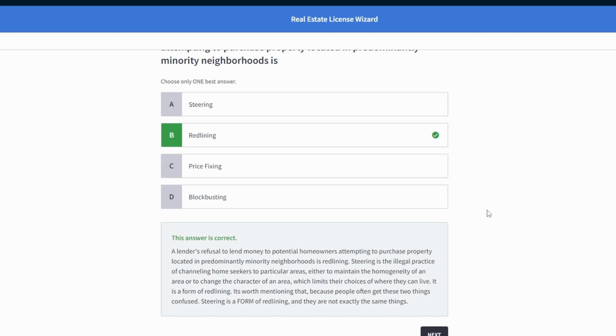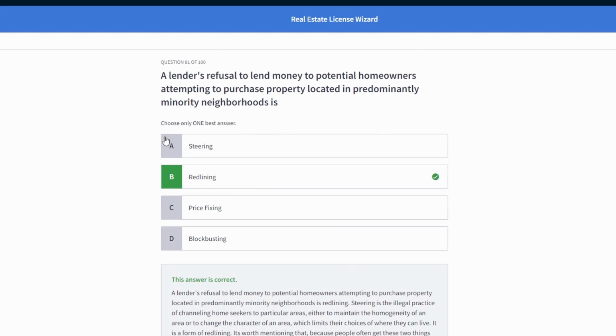Now, steering is the illegal practice of channeling home seekers to particular areas, and essentially that is a form of redlining. It's worth mentioning that because people often get these two confused. Steering is a form of redlining, and they are not exactly the same thing. So again, I'm sure you guys have heard the story hundreds of times. If not, we do have videos and articles on this.